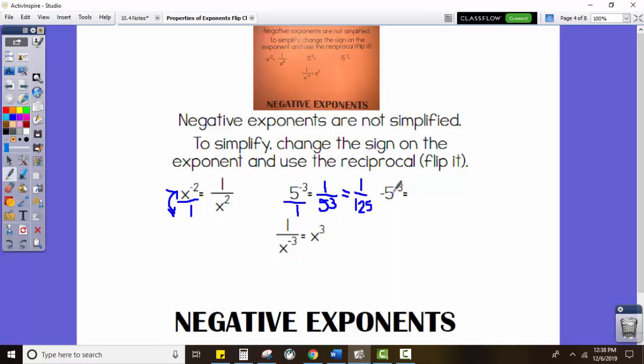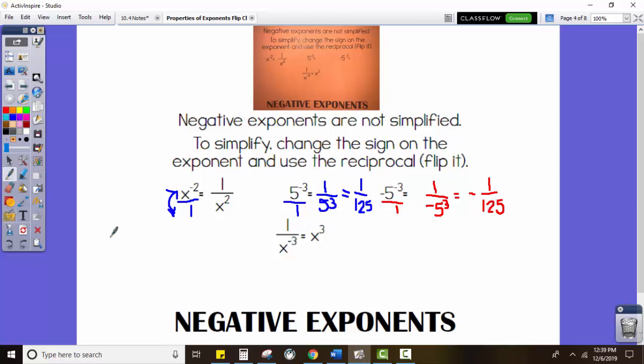Next one, negative 5 to the negative third. So remember that's over 1. So when I flip it, I have 1 in the numerator. In the denominator, I still have negative 5, but it's to the positive third power. And when I simplify this, in the numerator I have 1. And in the denominator, negative 5 times negative 5 times negative 5 is negative 125. So I put the negative out front instead of keeping it with just the denominator.